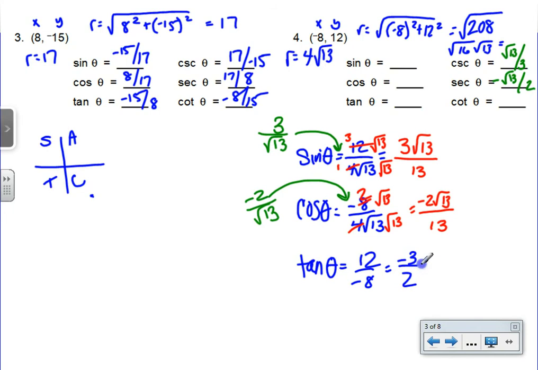If you flip a negative 3 over 2, you get a negative 2 over 3. Again, the negative can go anywhere. Top, middle, bottom, doesn't matter.